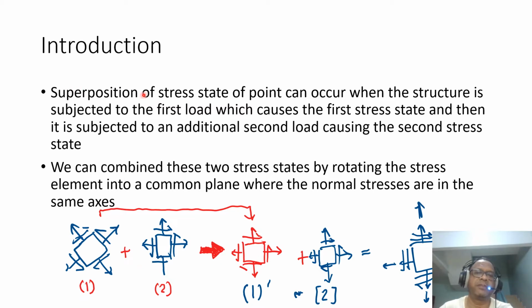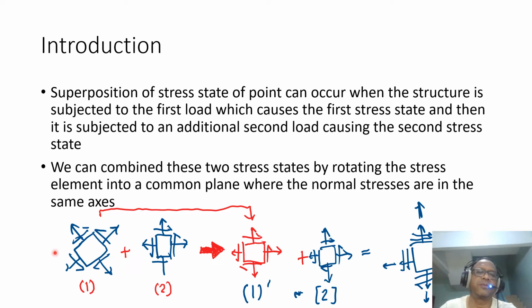So superposition of the stress state at any point can occur when the structure is subjected to the first load, which causes the first stress state. This is the first stress state because of the load applied, and then the structure is subjected to an additional second load, causing the second stress state independently. So we can combine these two stress states by rotating the stress element into a common plane or common orientation where the normal stresses are in the same axis.